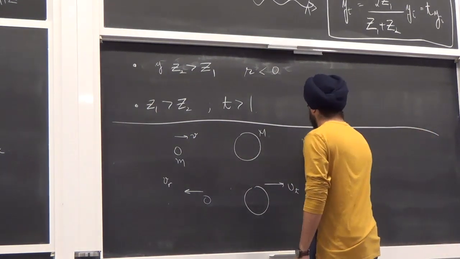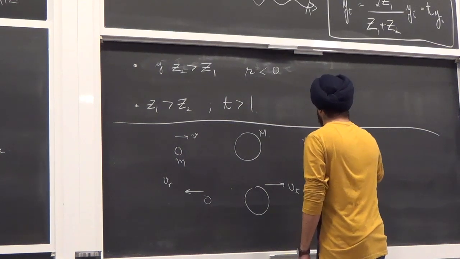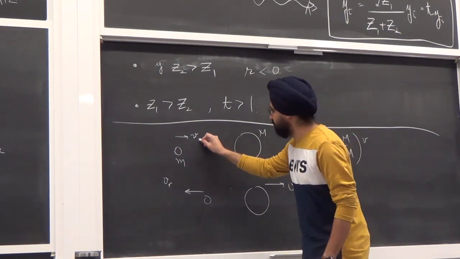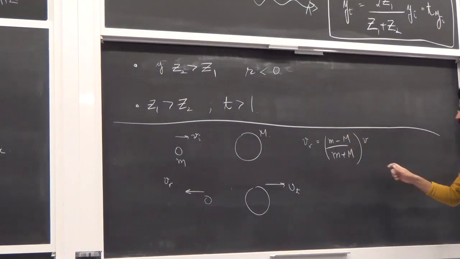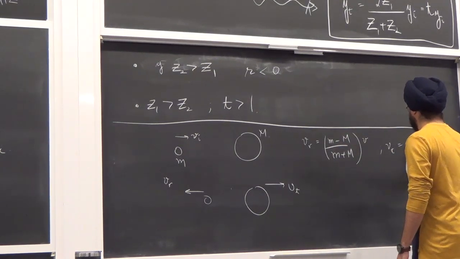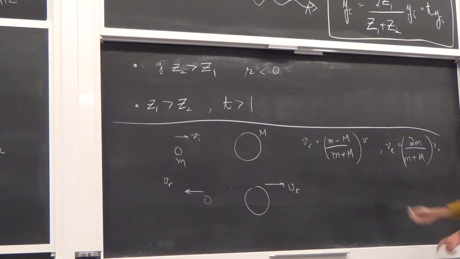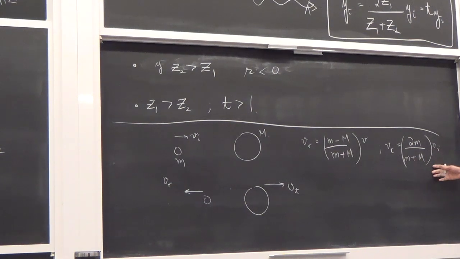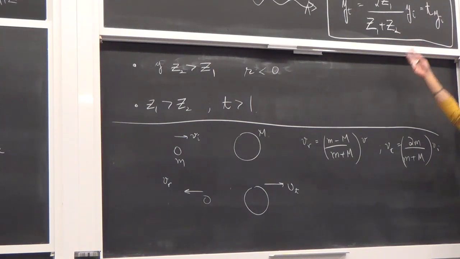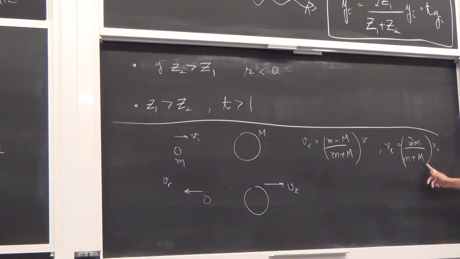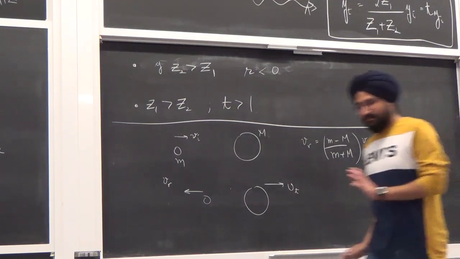And what you find is that vr is (m minus M) over (m plus M) times the initial velocity v. Let me call this v sub I, to make it more apparent, the incident speed. And v sub t is 2m over (m plus M) times v sub I. This is what you have solved before, last year. Hopefully this looks a little familiar, but you can solve for this by energy and momentum conservation. And notice that's the same form as that thing. The masses are the impedances here. Okay? Z1 minus Z2 over Z1 plus Z2, and 2Z1 over Z1 plus Z2. So that's how these balls work.